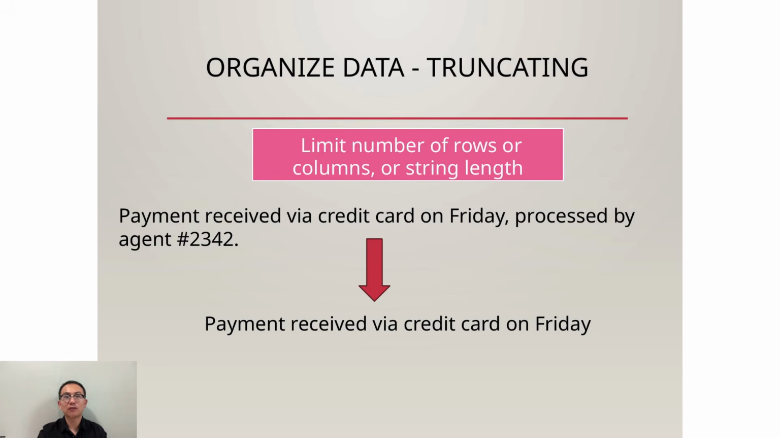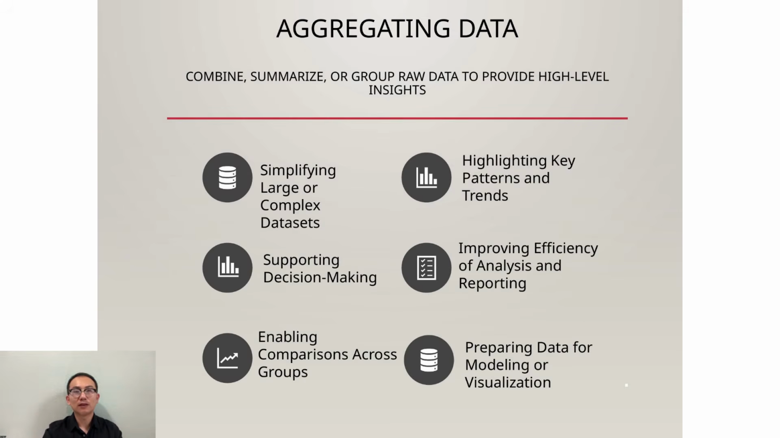This is different from slicing, where you're choosing a portion of the data to view. Truncating isn't about selection, it's about cutting data down to fit a limit, whether that's a technical constraint or a formatting rule. Aggregation is about combining and summarizing data so we can see the bigger picture.